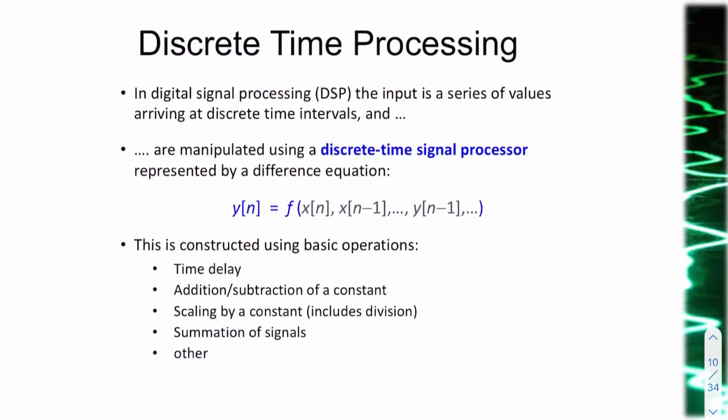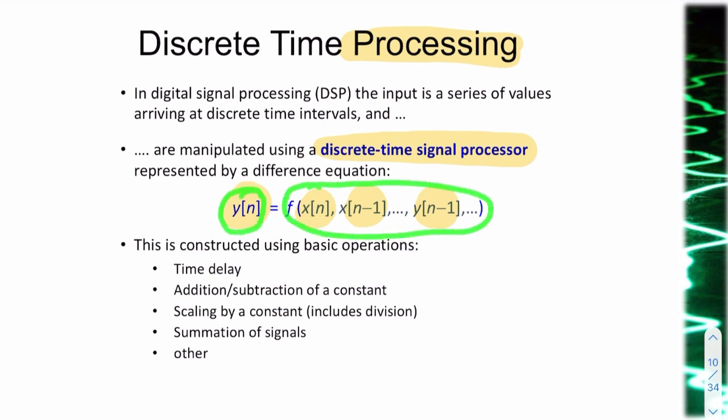So this module, or this lecture, is about discrete time processing. So a discrete time signal processor relates the output to previous and present values of the input and the output. Okay, so if it was a non-causal system, you could have future values here, but for a causal system, these will be previous values. So using operations such as delays, addition and subtraction, scaling, you can create a relationship between the output and the input.